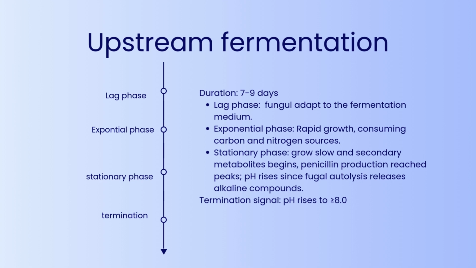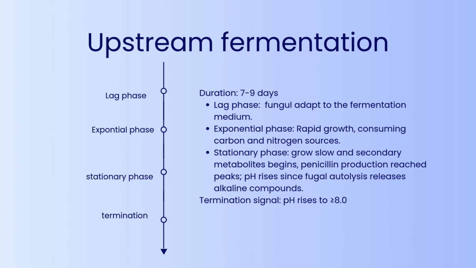During the lag phase, the fungal cells are adapted to the medium environment. No significant penicillin production is observed at this stage. In the exponential phase, rapid growth occurs as the nutrients are consumed. The stationary phase follows. At this stage, the addition of phenylacetic acid is initiated, with a dose administered every 12 hours, like what we have mentioned in the last slide.